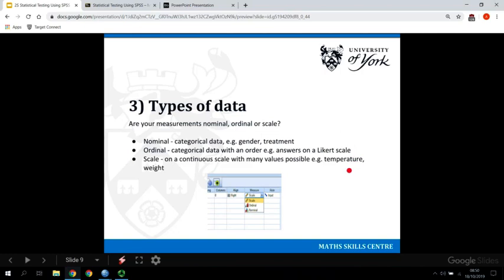The other type of data you could have is scale data, and that's sometimes called continuous data or sometimes interval or ratio. And that's where you have measurements on a continuous scale, and there's many possible values that you could record. So temperature, for instance, if you're recording that maybe to a decimal place, or weight would be another example of something that's recorded on a continuous scale.